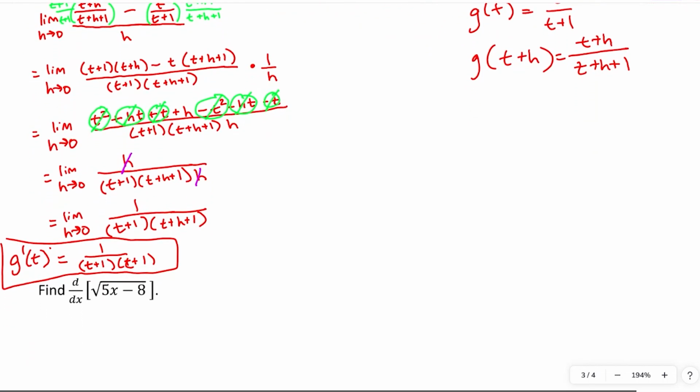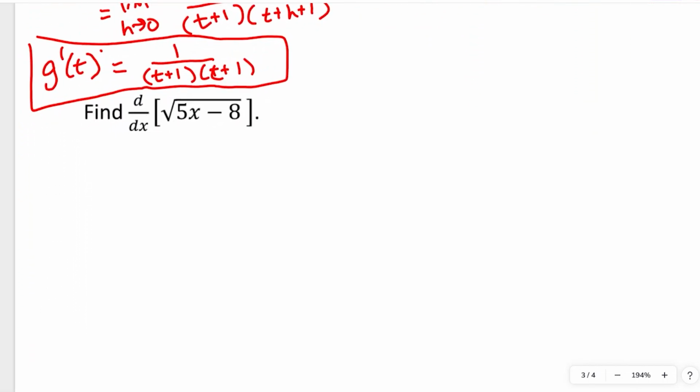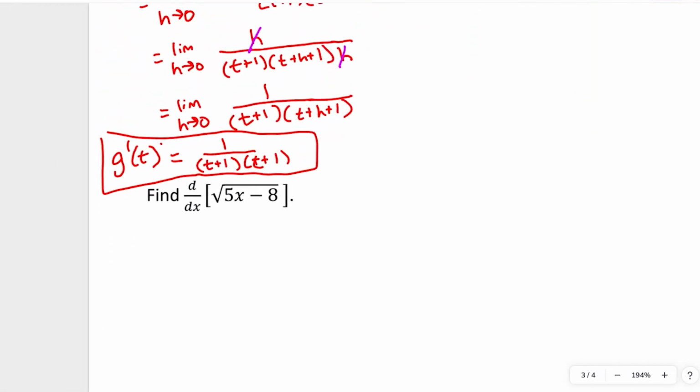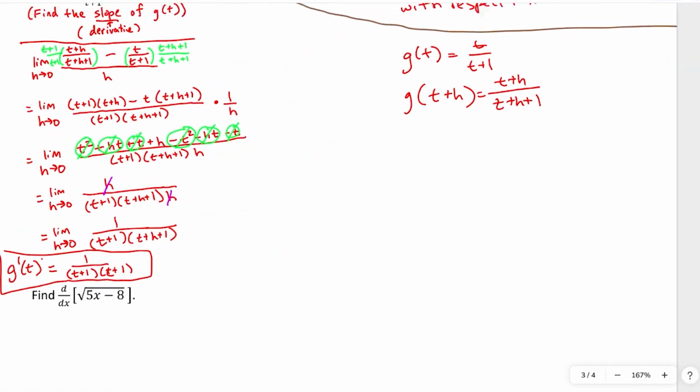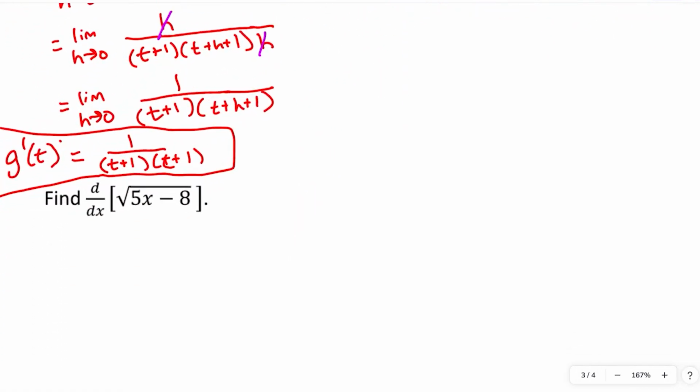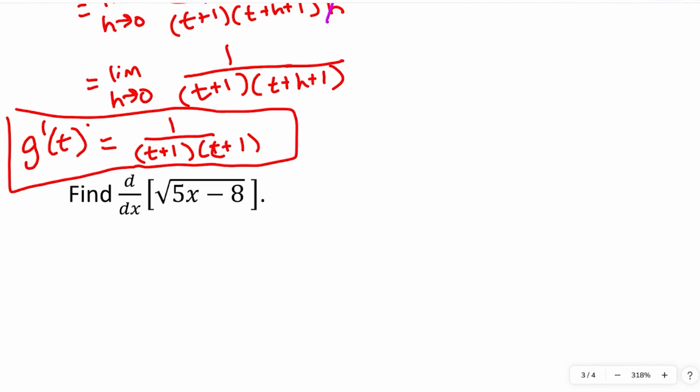Let's do another one that gets a little nasty. Okay, we want to find the derivative. Notice the change in notation here. Before I called it g prime, now I'm calling d dx. It's still the same idea, though. We're just finding the derivative. Just two different notations that mean the same thing.